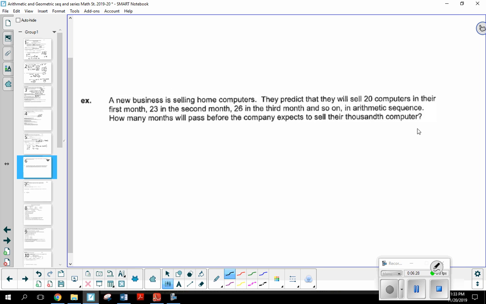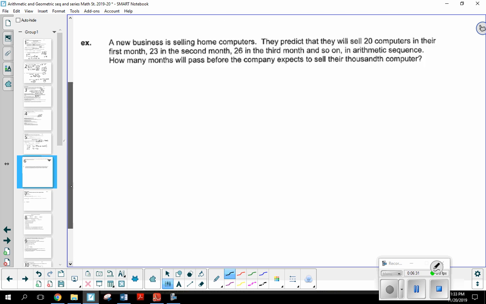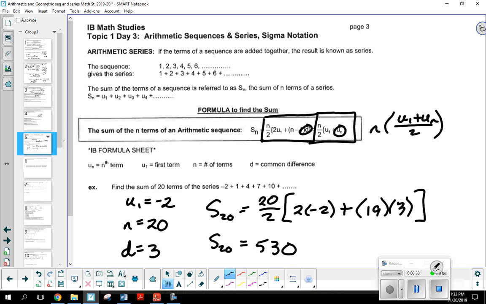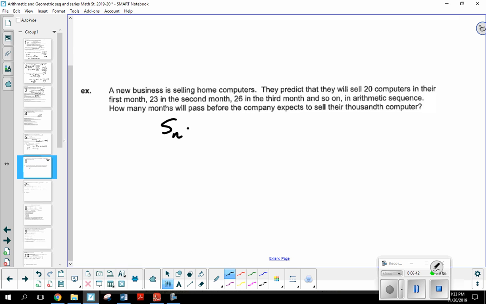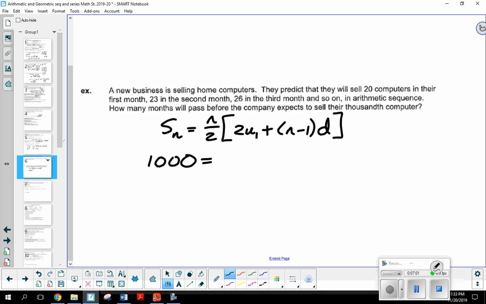There we go. All right, so you can use either of the formulas we had for the sum of a certain number of terms. We were looking at two of these yesterday. I would probably just go off the very first one, S sub n. So S sub n is equal to the number of terms divided by 2 times twice the first term plus the number of terms minus 1 times the common difference. Okay. And I would just set it equal to 1,000 and then go from there.